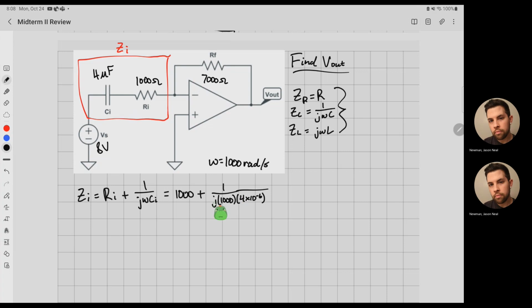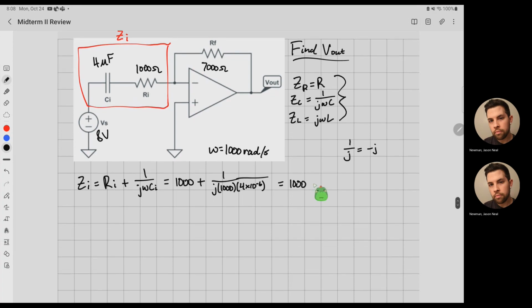So this is actually going to be equal to 1,000, because nothing changed here. But remember that since you have a J on the bottom, you can bring a J up to the top and it'll be negative. So 1 over J is equal to negative J, right? So if we do that, we're going to have negative J, and then we calculate this entire value is going to be 250.